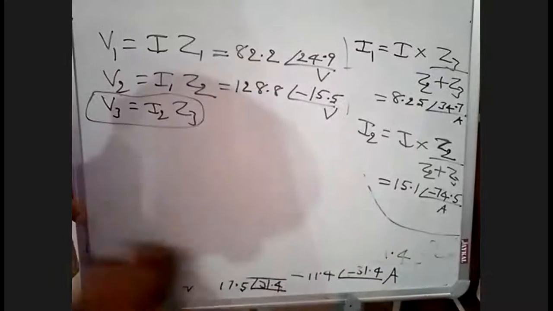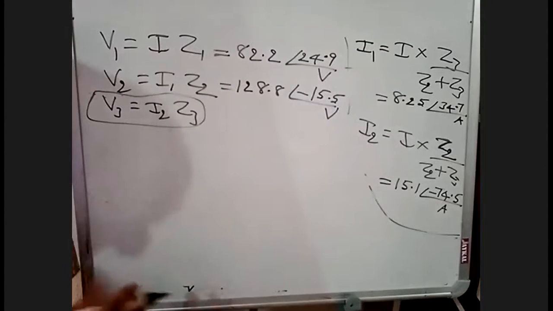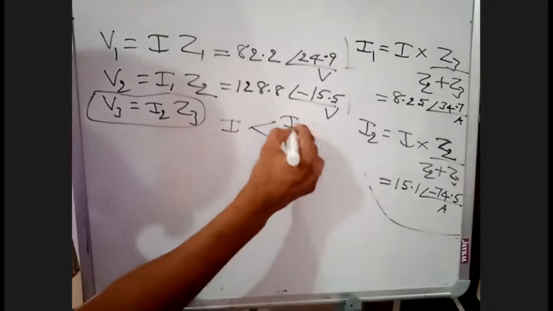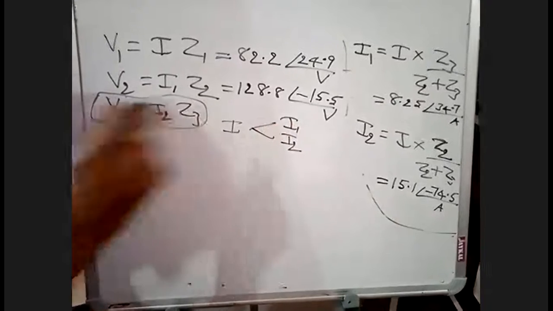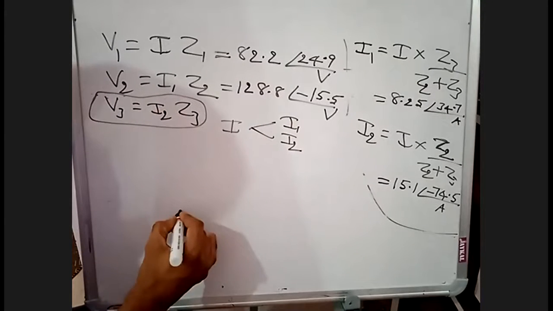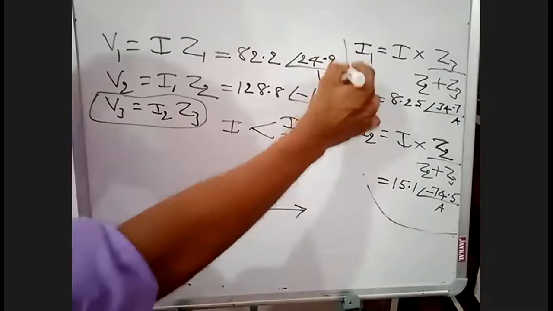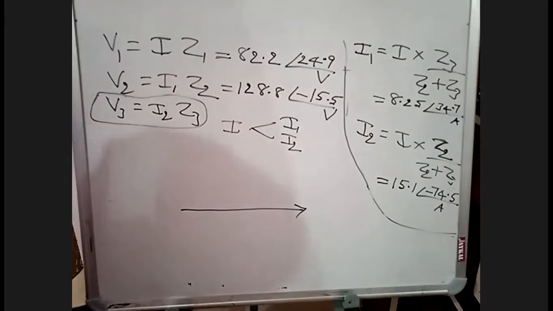Now I'll draw the phasor diagram, you see. I is the resultant of I1 and I2. First I'll draw I1 and I2, then I will take the resultant of I1 and I2 as I. Take one reference line. Now tell me, what is the I1 angle?